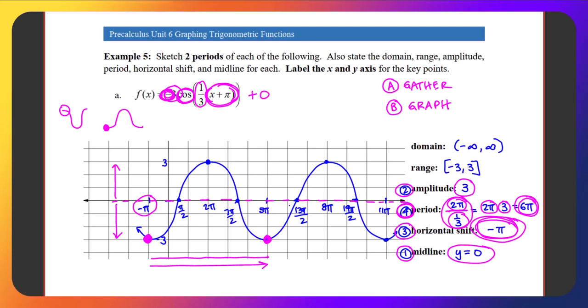And I think I'm ready to go. Halfway between 6 boxes is 3 boxes. 1, 2, 3. So that's where the high point has to be. And halfway between 3 boxes is 1.5 boxes. And that must be the middle points of this graph. So now I can draw my graph through these 5 points.